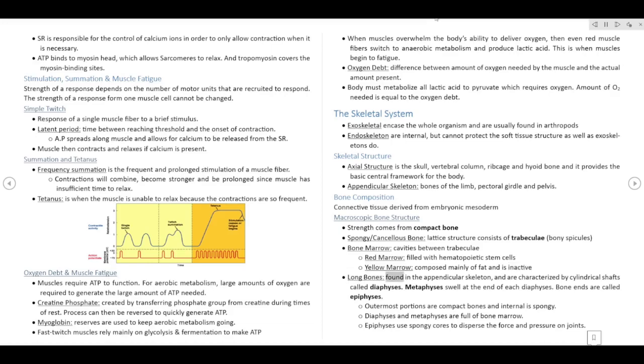Long bones are found in the appendicular skeleton and are characterized by cylindrical shafts called diaphyses. Metaphyses swell at the end of each diaphysis. Bone ends are called epiphyses. The outermost portions are compact bone and the internal portion is spongy. Diaphyses and metaphyses are full of bone marrow. Epiphyses use spongy cores to disperse the force and pressure on joints.